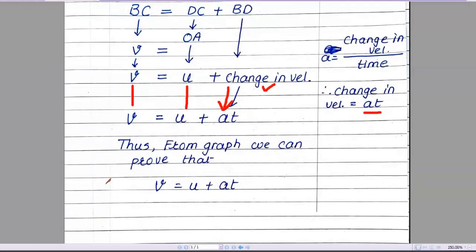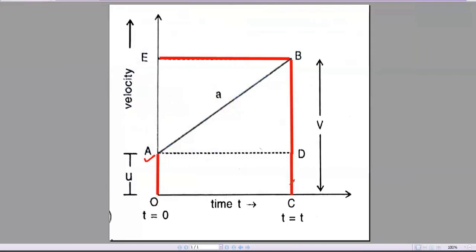Thus, from this graph, we can prove that v is equal to u plus at. This is our first equation of motion. So, from this graph, that is velocity time graph, we can prove the first equation of motion.